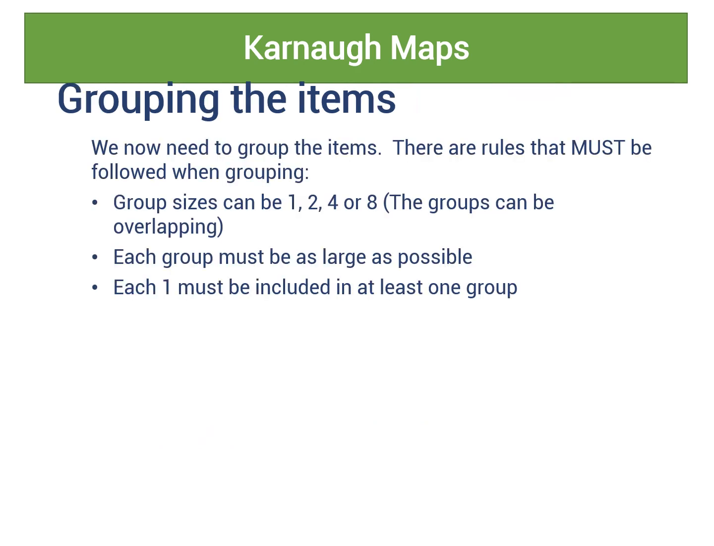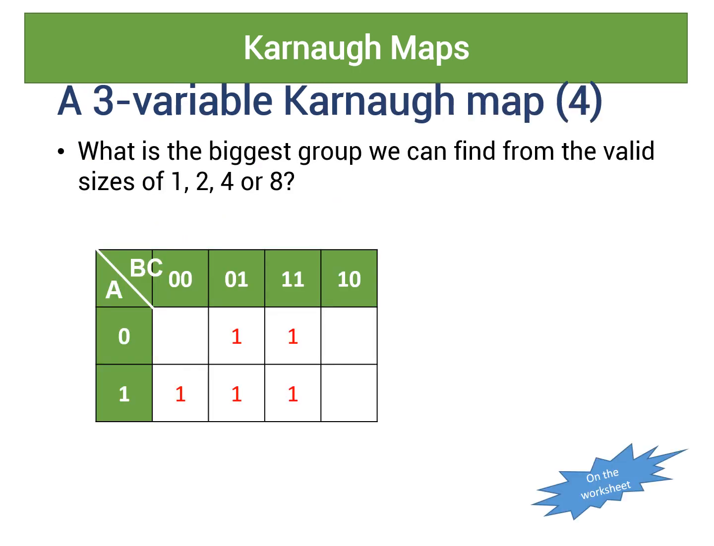So these are the rules of the groupings. You need to write these down and make sure you memorise these rules. So group sizes can be 1, 2, 4 or 8. The groups can be overlapping. Each group must be as large as possible, and each one must be included in at least one group. We'll explain these as we go on. So going back to our answer, what's the biggest group we can find?